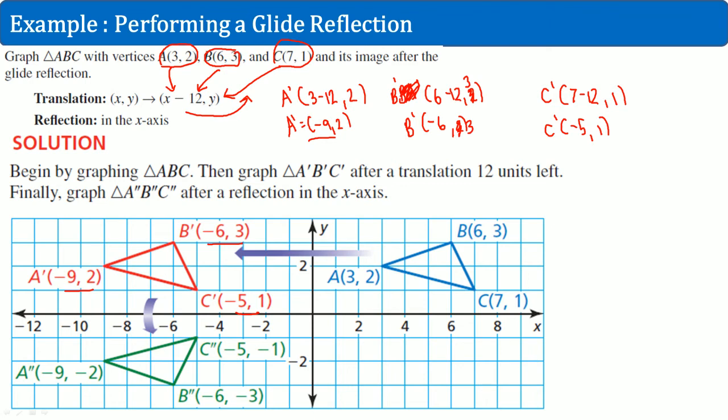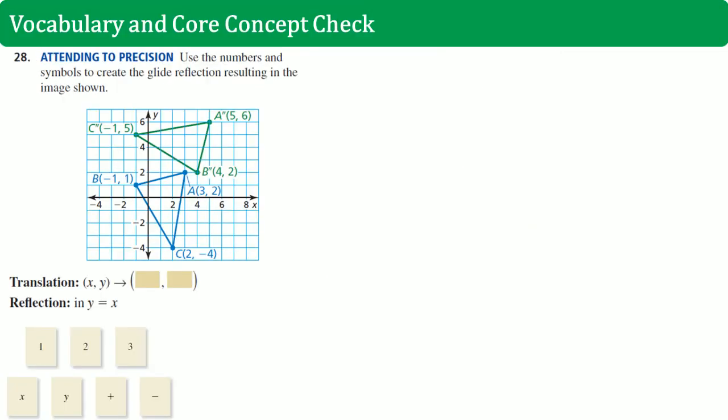And when it flips, we just change the sign. So it became this. You would need to be able to not just construct this, but analyze the points. So let's give this a try.